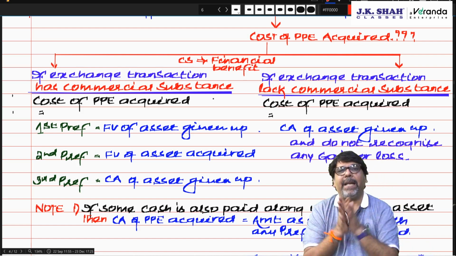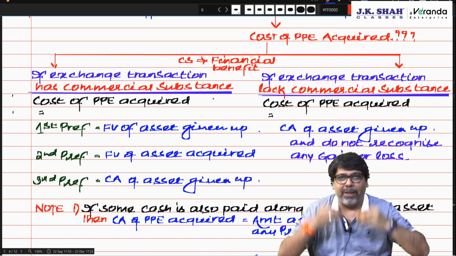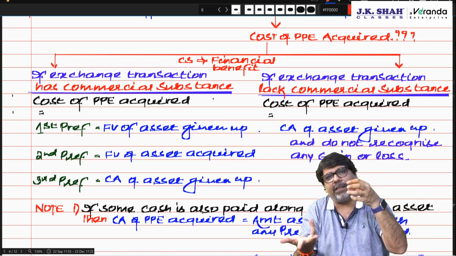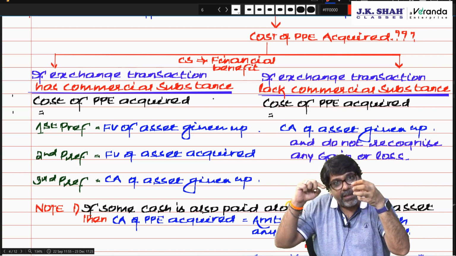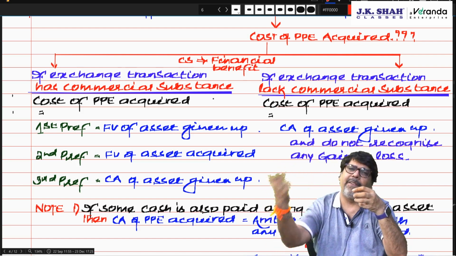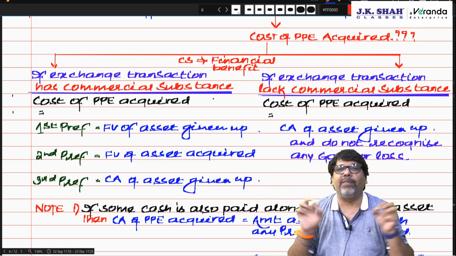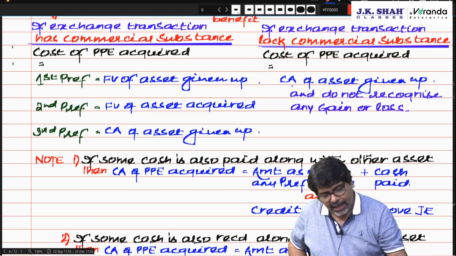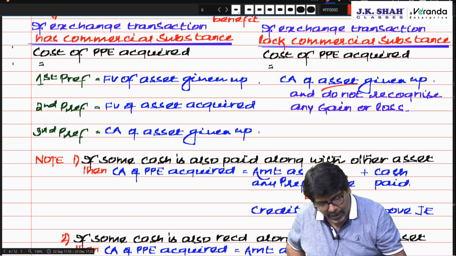In my books, pen is how much? 10. Fair value how much? 15. I am giving you pen. You are giving me one asset. That asset's cost is how much? Commercial substance is not there. 10 or 15? If commercial substance is there, then 15. If commercial substance is not there, then 10. Why? Because you cannot account for profit or loss. It is written here. Carrying amount of asset given up and do not recognize any gain or loss.